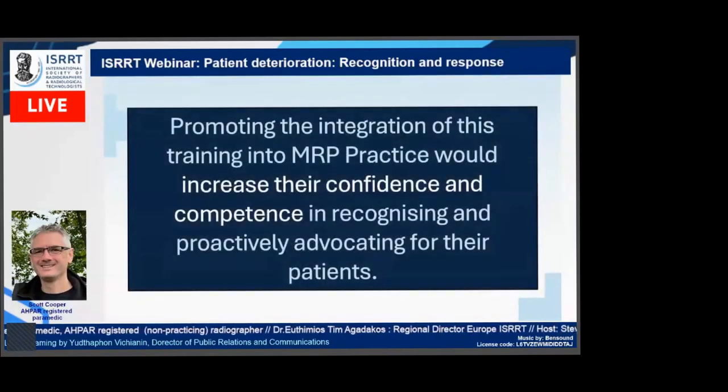So if we can promote the integration of this training into MRP practice, I think we'd see an increase in their confidence and competence, and also they'll be able to recognise and proactively advocate for their patients and feel more part of the healthcare system as a whole and their journey.